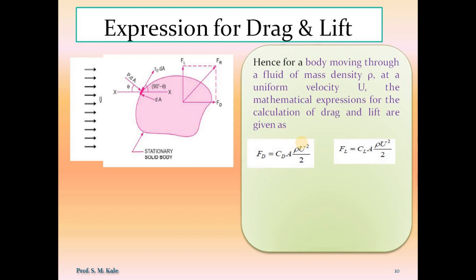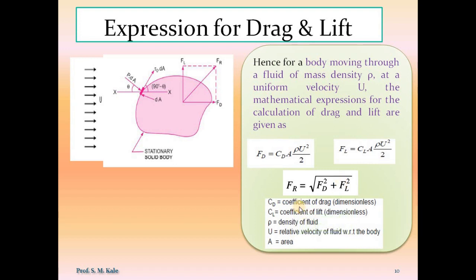Similarly, the lift force will be calculated using the equation FL is equal to CL A rho u square upon 2, where CL is called the coefficient of lift. If I want to calculate the resultant force or total force acting on the entire body, that will be calculated by taking the square root of FD square plus FL square.